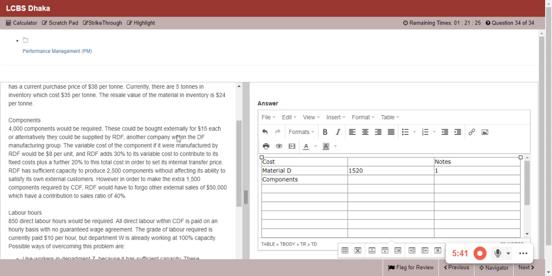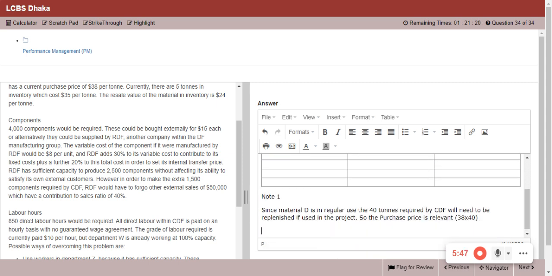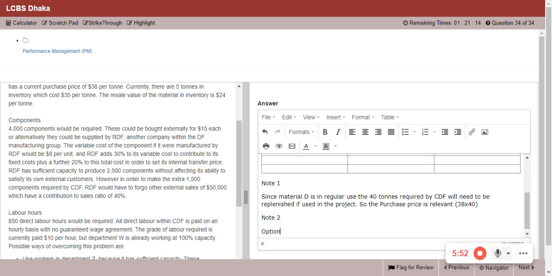Okay, so note 2. Let's just start writing something over here. Option 1, buy externally: $15 each, and we need 4,000. So 15 into 4,000, that would be 60,000.